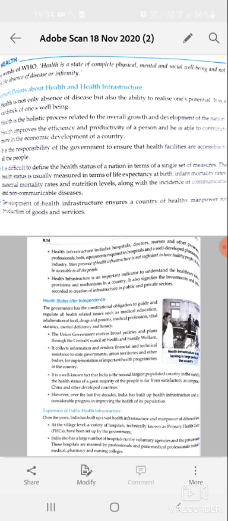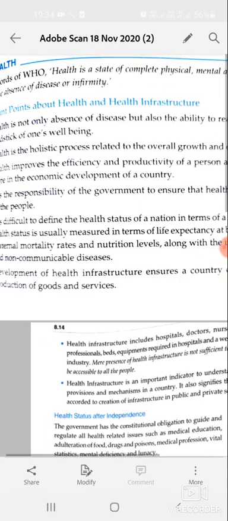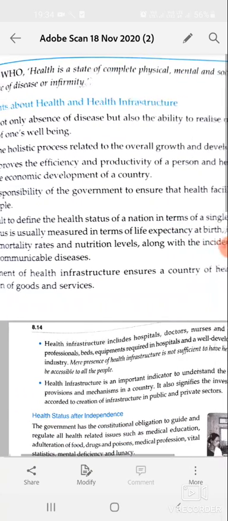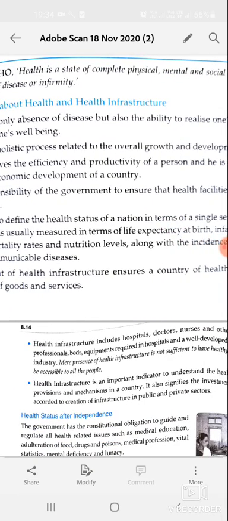First one is health, second one is education, and third one is housing. Now, being one of the social indicators, we are going to discuss health today. What is health? As you know, the WHO, World Health Organization, gives the definition: health is a state of complete physical, mental, and social well-being, and not merely the absence of disease or infirmity. The person should be physically sound, mentally sound, and socially also sound, then we can say the person is healthy.